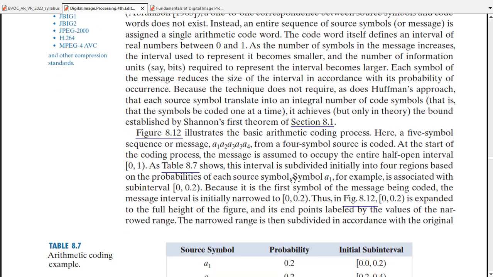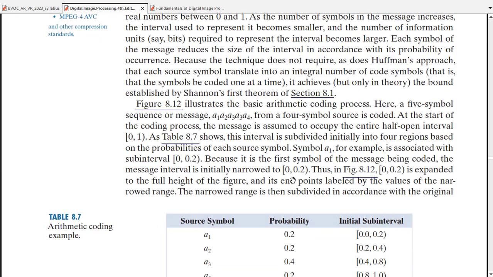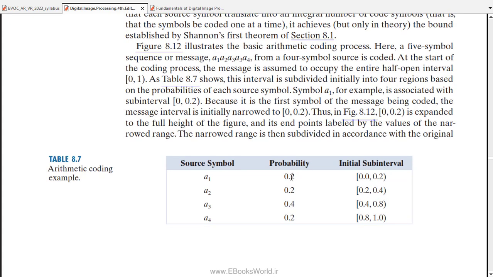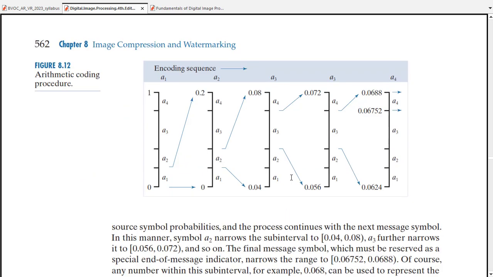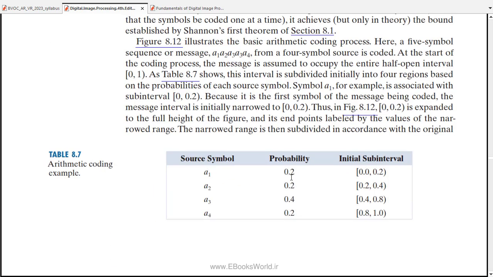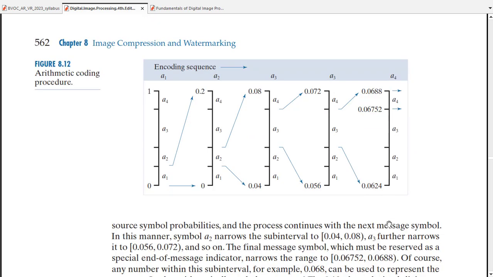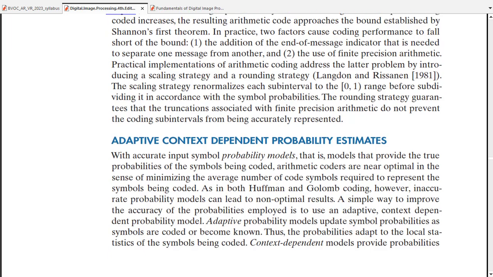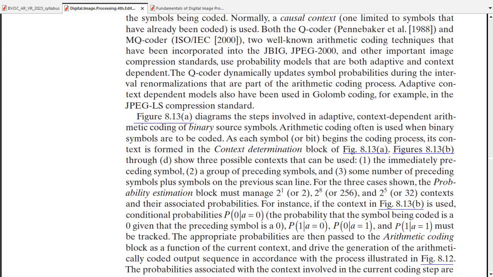Here we have a sequence or message of five symbols: A1, A2, A3, A3 and A4. The range is narrowed, and the narrowed range is subdivided in accordance with the source symbol probabilities A1, A2, A3, A4 of 0.2, 0.2, 0.4 and 0.2. The initial sub-intervals are 0.0 to 0.2, 0.2 to 0.4, 0.4 to 0.8 and 0.8 to 1.0. The arithmetic encoding procedure proceeds through A1, A2, A3, again A3, and finally A4. This is the adaptive, context-dependent probability model approach based on arithmetic coding.